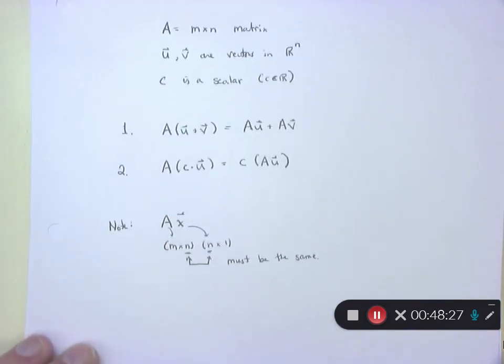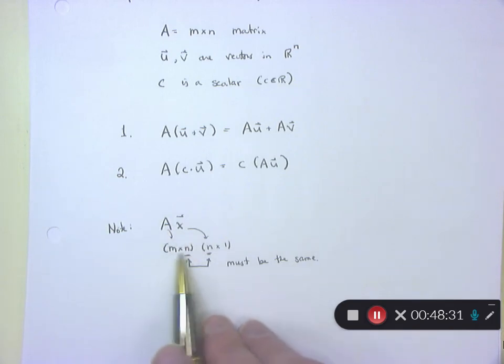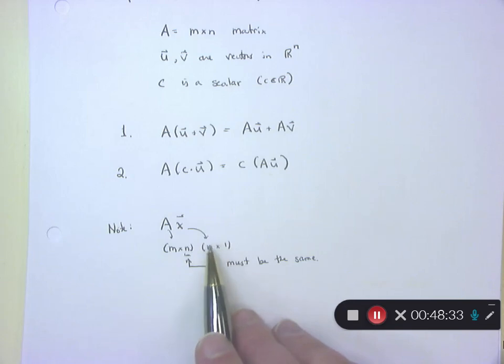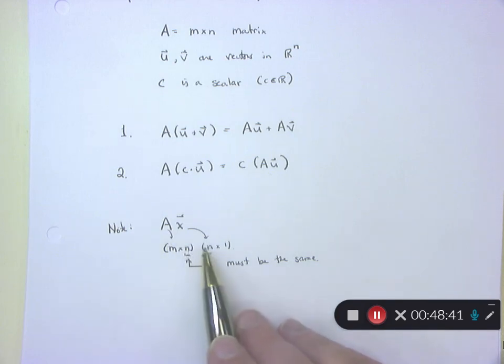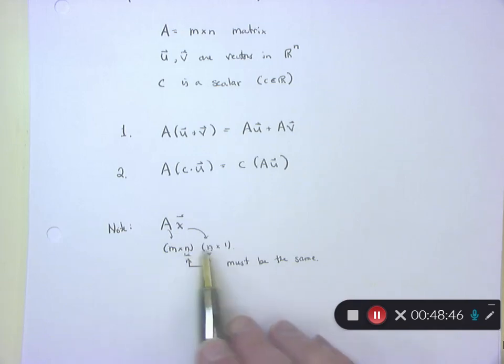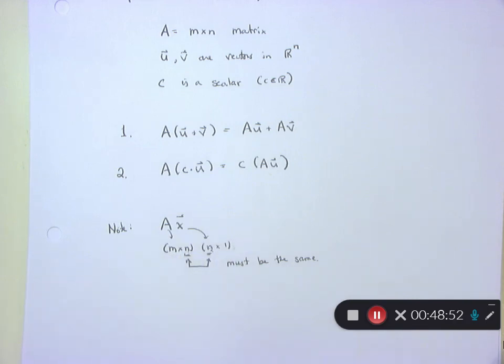The other big deal here is this. Matrix A times vector x. Matrix A was m by n. Vector x was n by 1. The only way you can actually multiply matrix A times a vector x is if the number of columns on matrix A matches the number of rows on your vector. Then they match up and cancel, and you end up getting a resultant of an m by 1 vector. Okay? So turn the page.